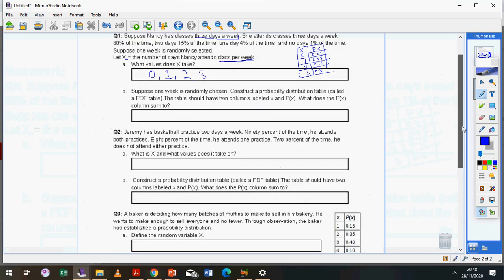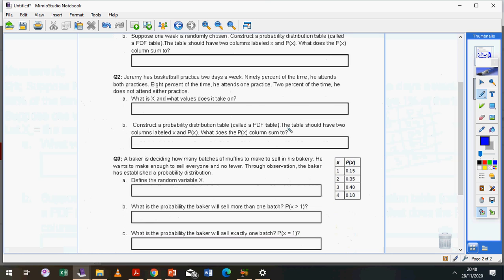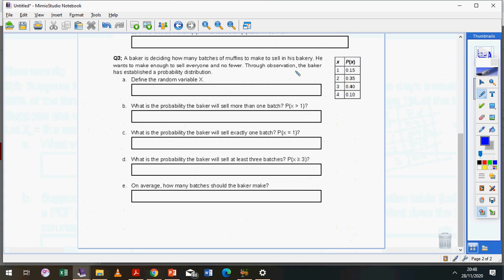Jeremy has basketball practice. Construct a PDF table. You can do this one, right? A baker is deciding how many batches of muffins to make and sell in his bakery. He wants to make enough to sell to everyone. Through observation, the baker has established a PDF, which is given by this table here. Define the random variable. The random variable is the number of batches of muffins to make, right? That's his random variable, because that's what is changing, the batches of muffins that he's making. So that's his random variable X.